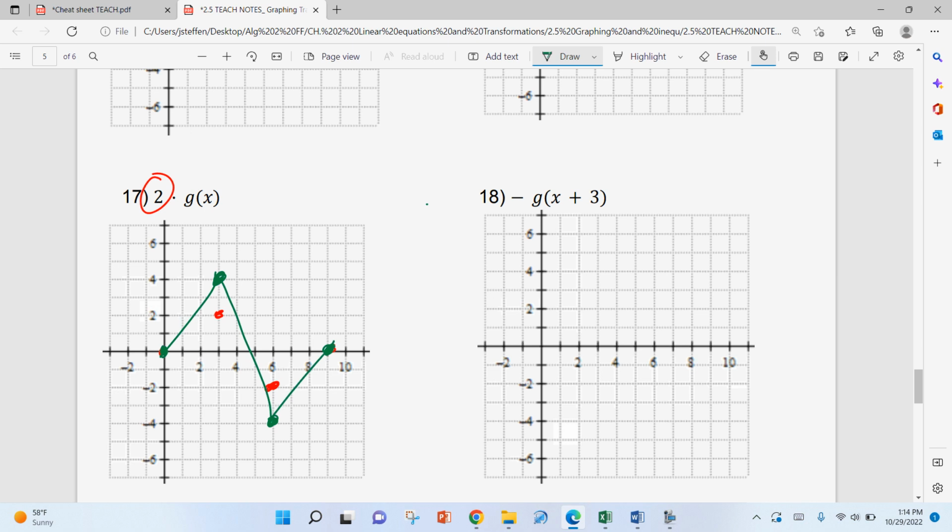Last but not least, this one is now reflected. Sorry, before I get ahead of myself.